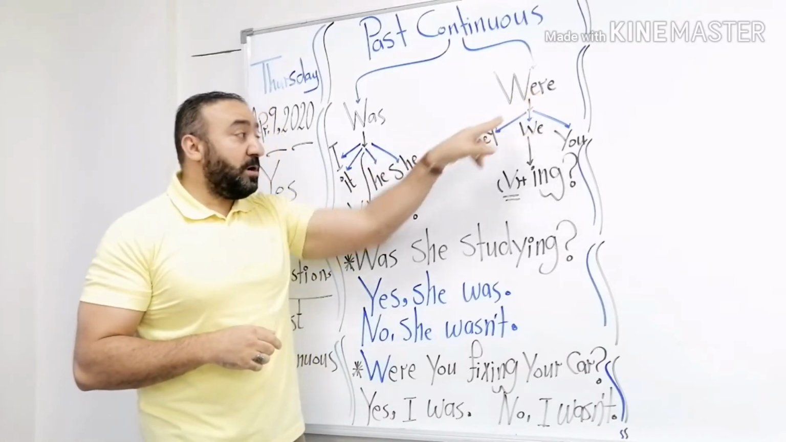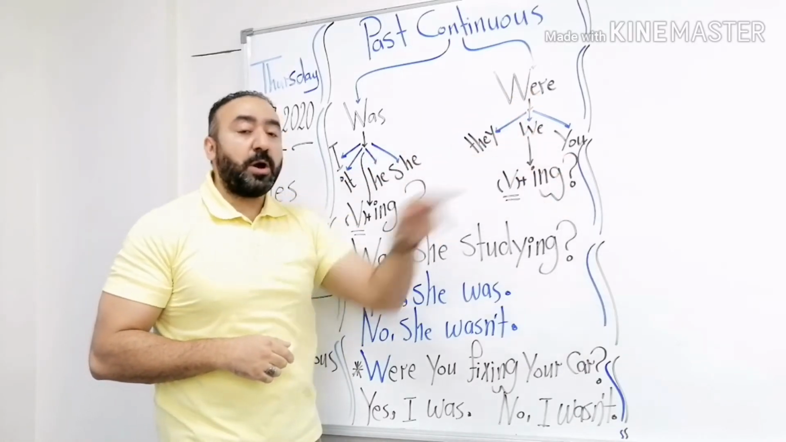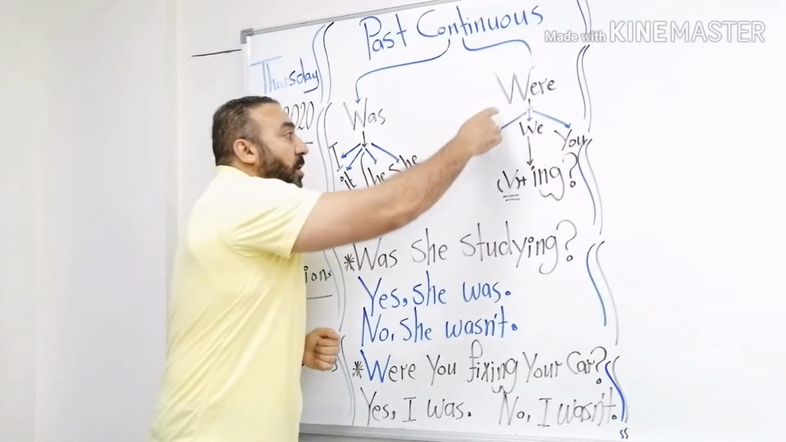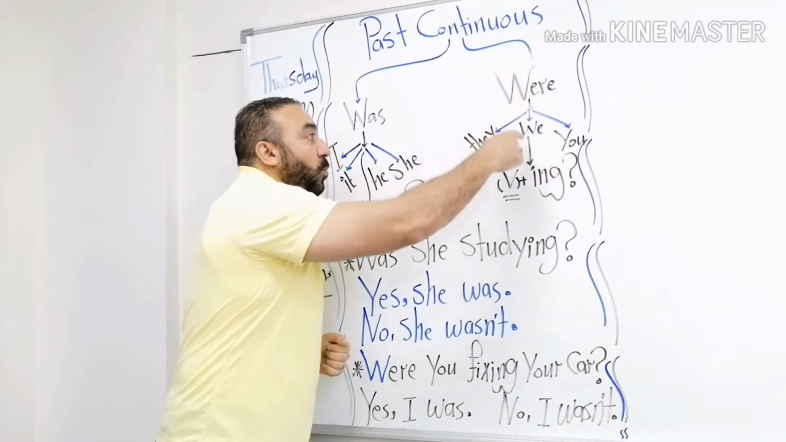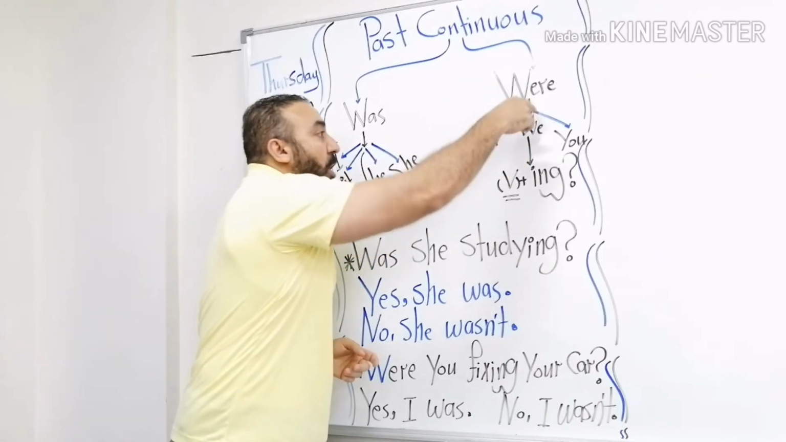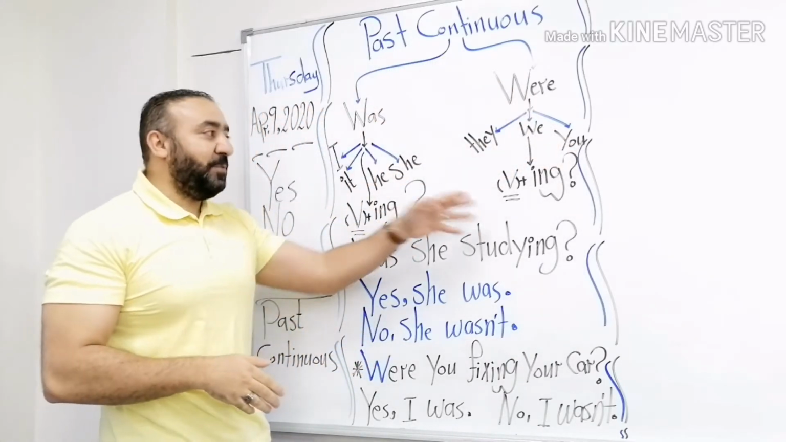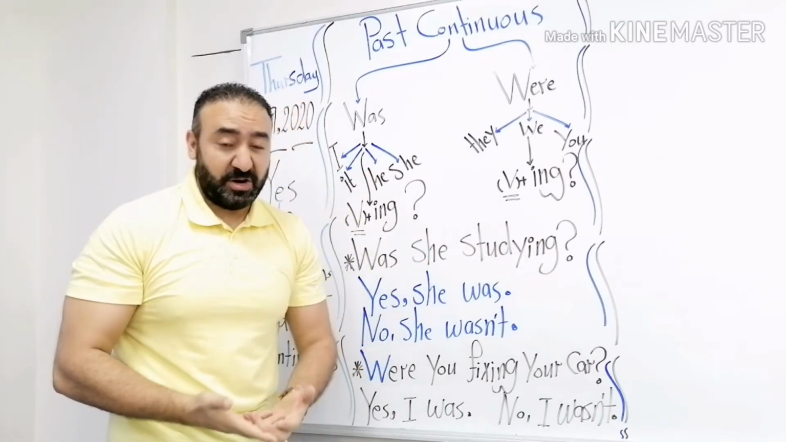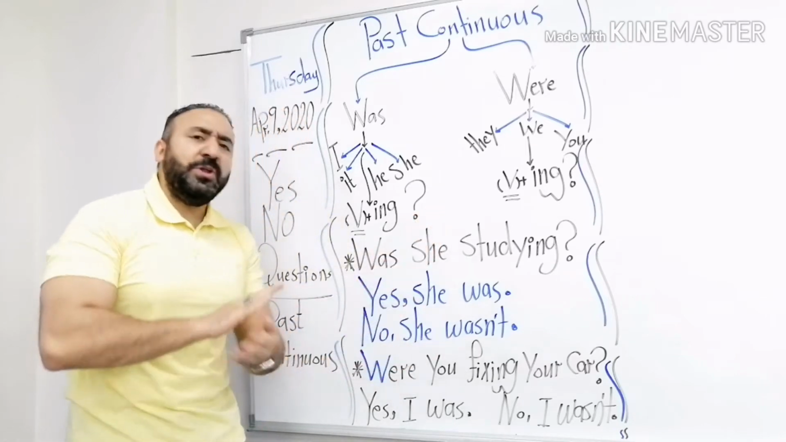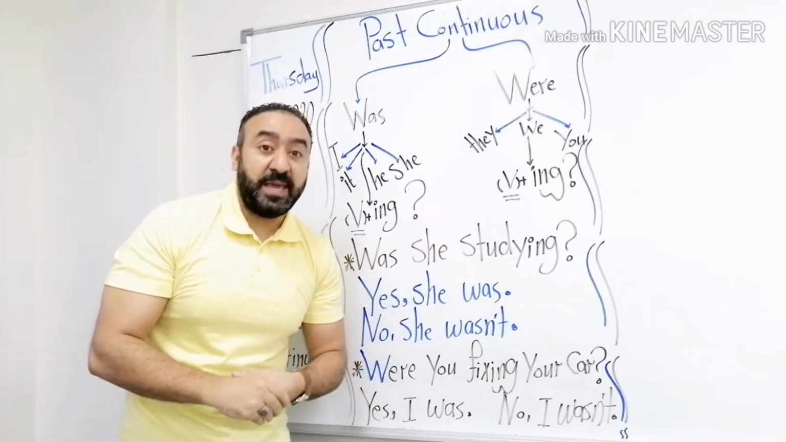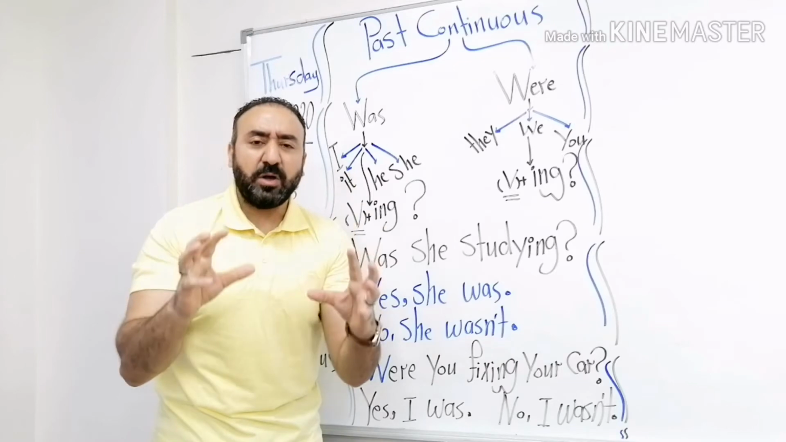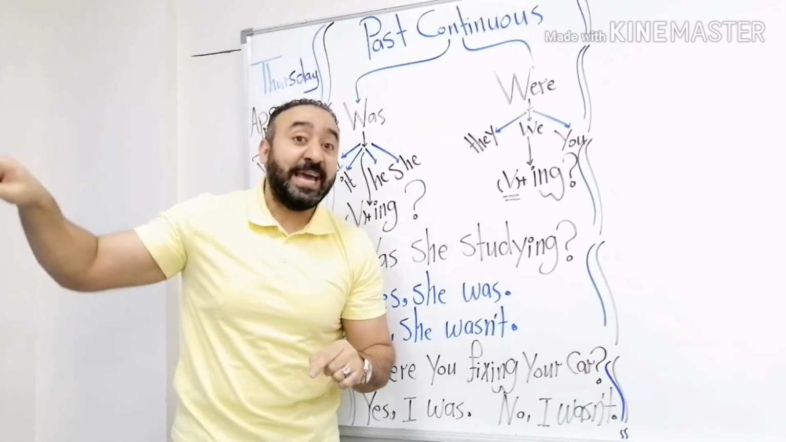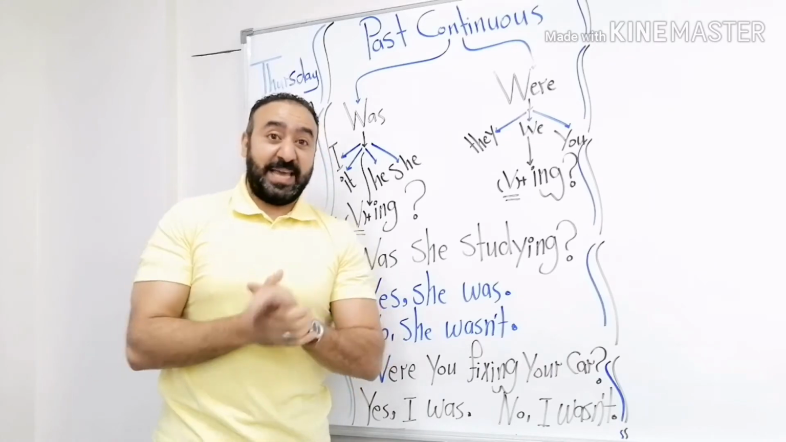Here we have were plus they, we, or you plus a verb with ing. So for example, I can say, were they studying? Were we studying well? Were you studying well? And we're going just to show you how to say the answers. And by the way, here we don't have any differences in the answers. The same structure, the same form used here, the same form used in the noun clause in the past.